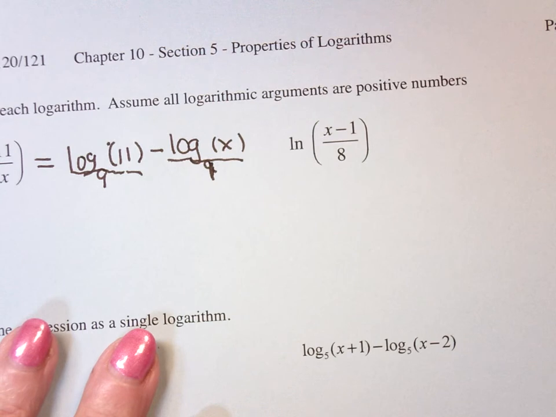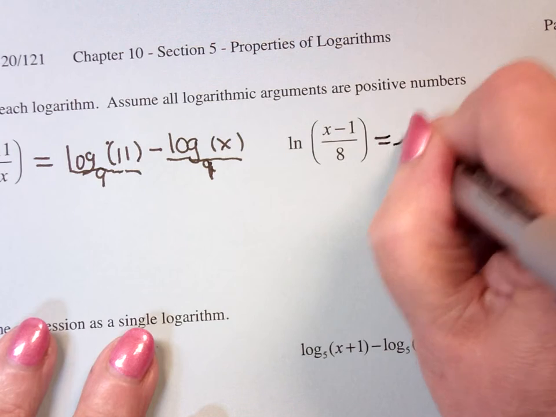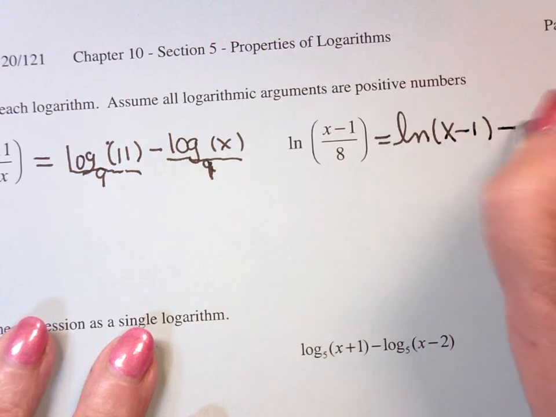Natural log of x minus 1 divided by 8 turns into the natural log of the numerator subtract the natural log of the denominator.